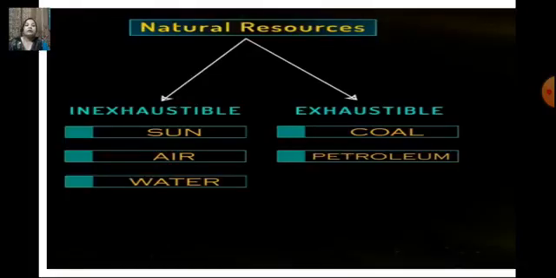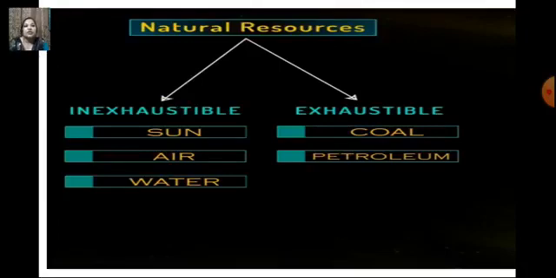Now children, natural resources. Resources are the substances that we get from various things such as nature, or they may be man-made, which are used to satisfy our needs and wants. Now natural resources means the humankind doesn't have any stake in it. We get it from nature.